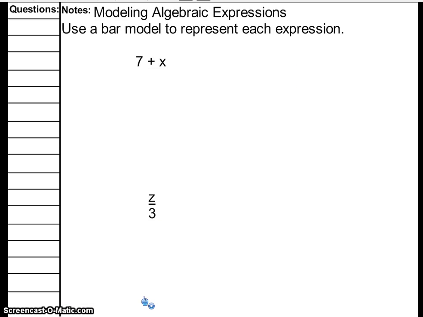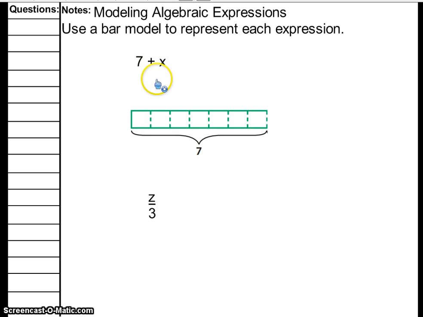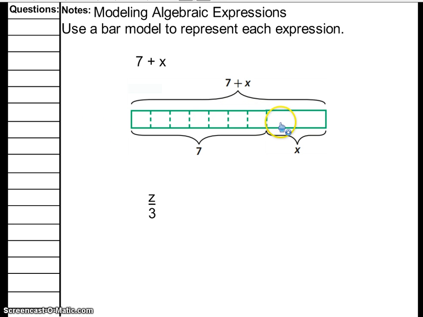Modeling algebraic expressions, we're going to use bar models to represent the expression. So here we have 7 plus y. So we would have 7 individual pieces plus, so that means we're going to add on x, whatever that could possibly be. So this model here, our bar model, represents 7 plus y.